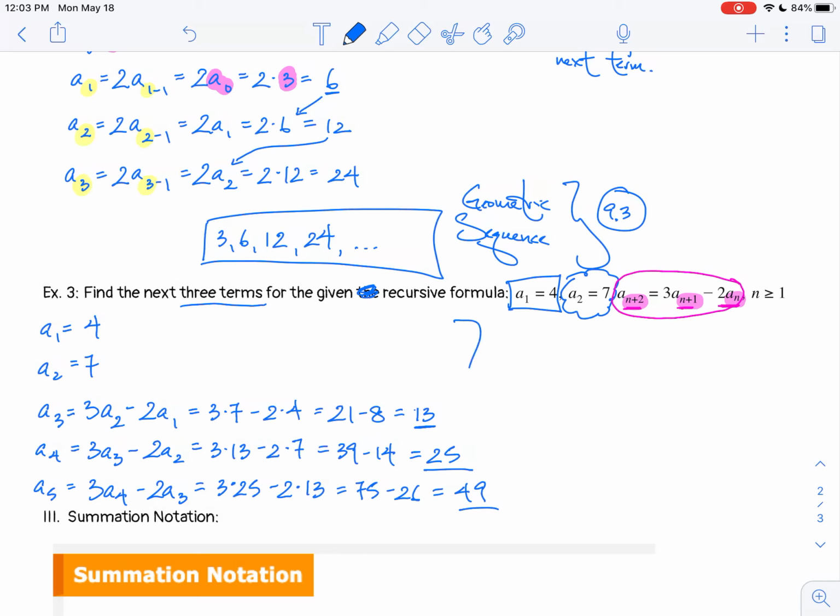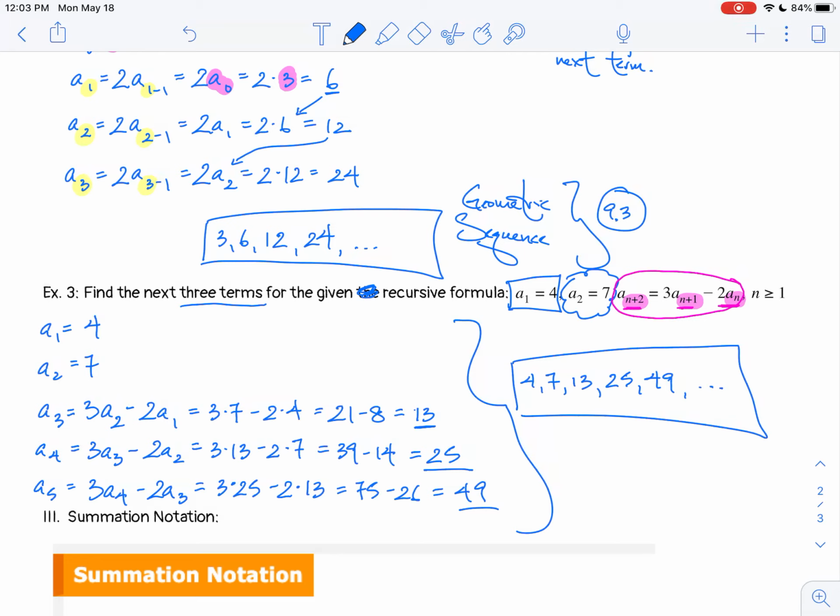So my sequence starts with 4, 7, 13, 25, 49, and because it's an infinite sequence, we put an ellipsis to show that there are more terms. These are just the first 5 terms. All right, so let's move on to summation notation.